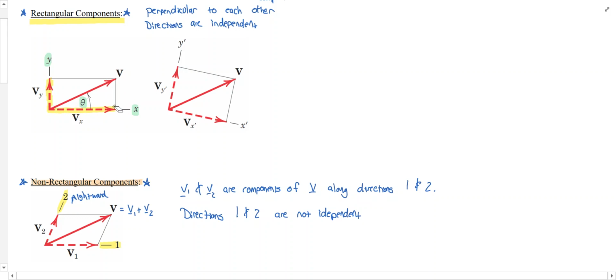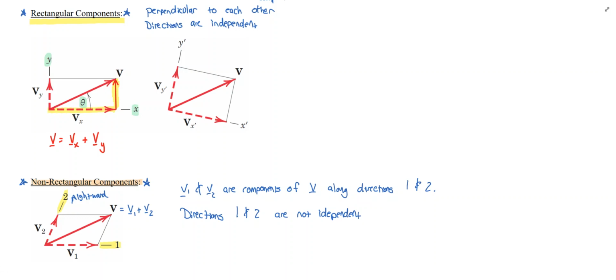So if you take vx and then you add vy to it and then connect the diagonal, or if you draw the vector vx and then vy, tail to head, and connect the start point to the finishing point, you get the same vector v. So v is equal to vx plus vy. So vx and vy would be the components of the vector v in the directions of x and y.